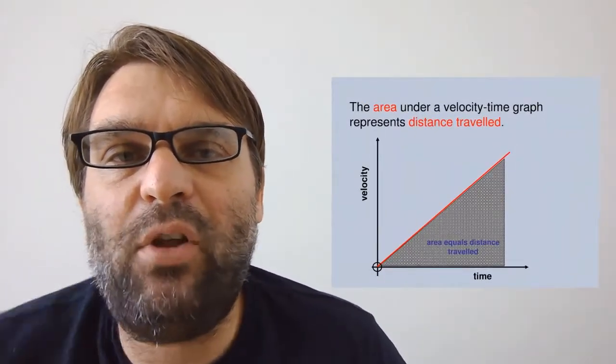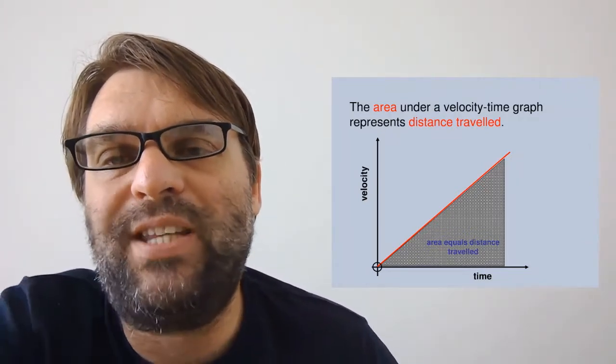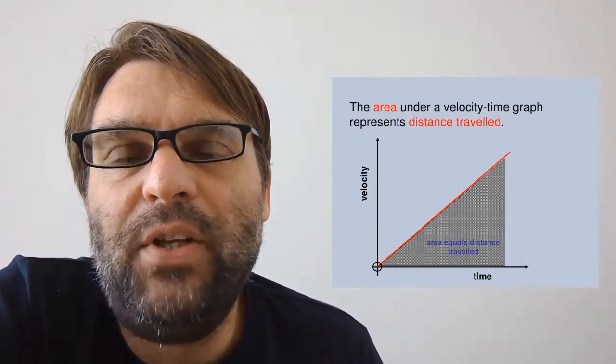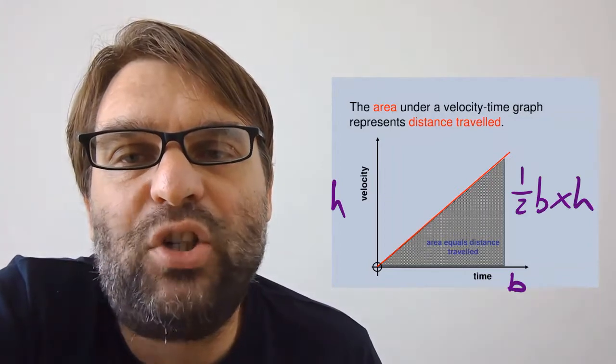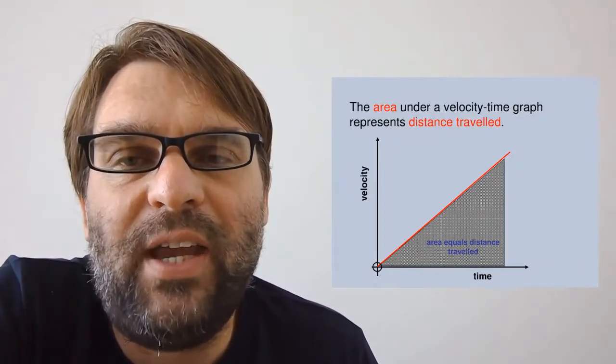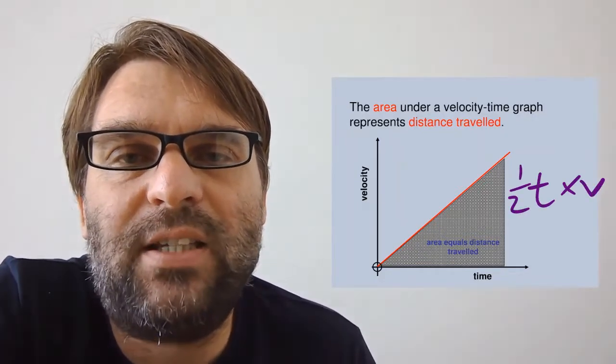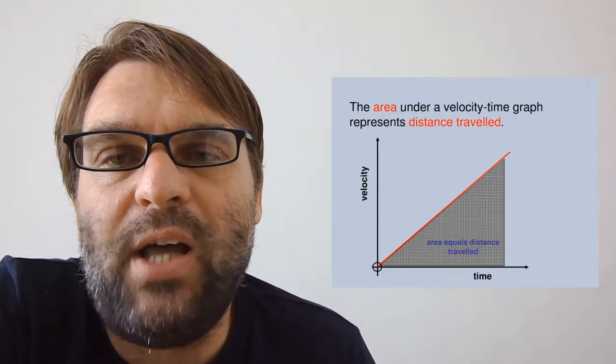The area under a velocity time graph represents the total distance traveled. So for this example here, the total distance will be the area of a triangle, or half base times height. To calculate the area, it would be half the time it takes to travel that distance multiplied by the velocity.